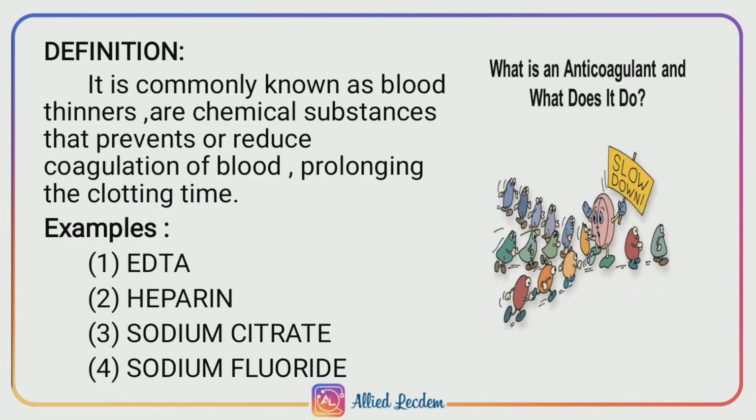What is an anticoagulant and what does it do? It is more commonly known as blood thinners, and they are chemical substances that prevent coagulation of blood, and also prolong the clotting time. Some examples are ethylene diamine tetraacetic acid, heparin, sodium citrate and sodium fluoride.